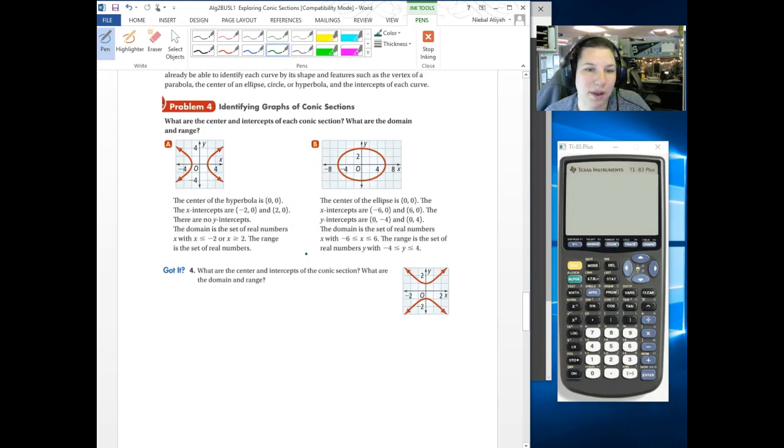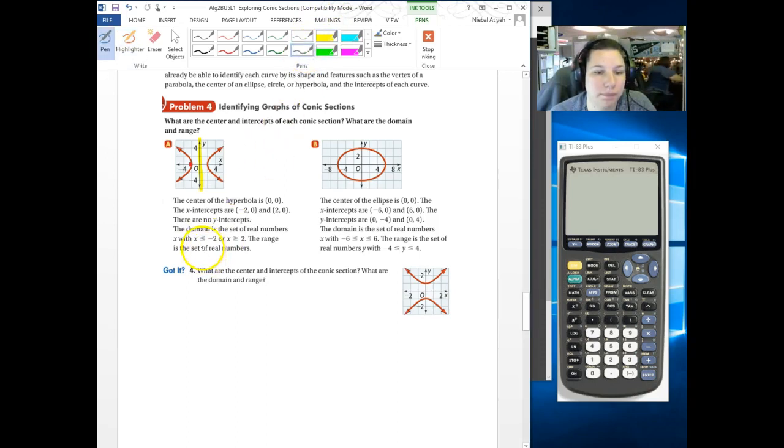And then going through identifying graphs. You want to know what this shape is. This is a hyperbola. It has these two, kind of call them branches. Its center is here at 0, 0. You have an x-intercept at -2 and an x-intercept at +2. There are no y-intercepts. This is my y-axis, and the graph never touches that line.